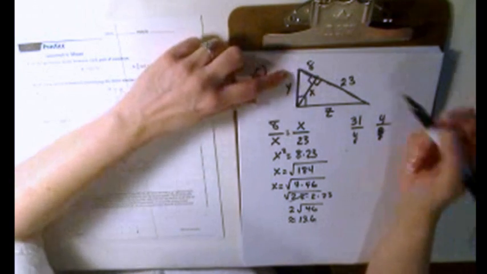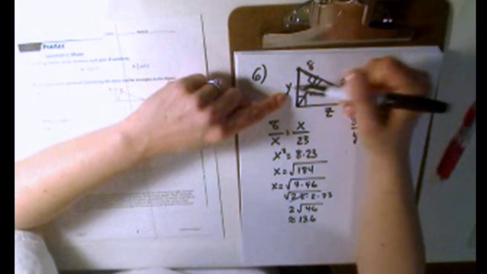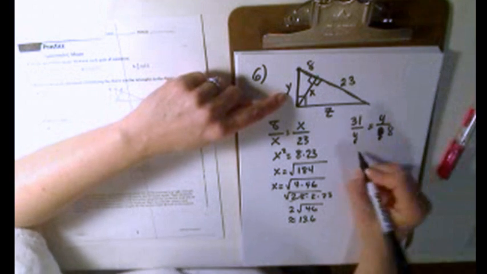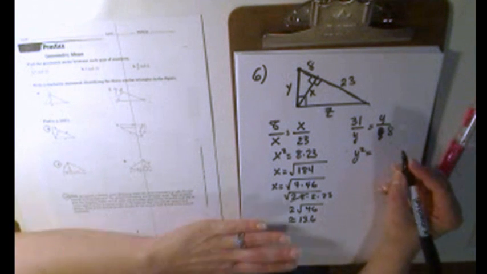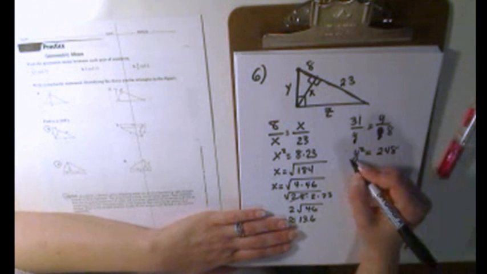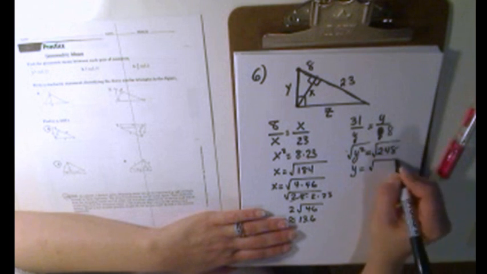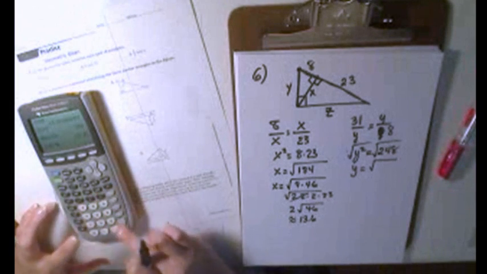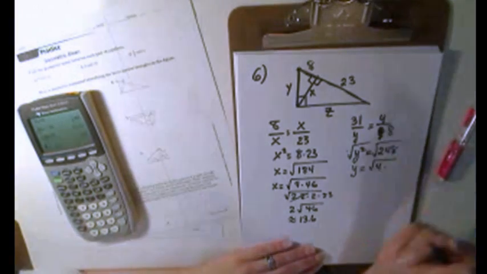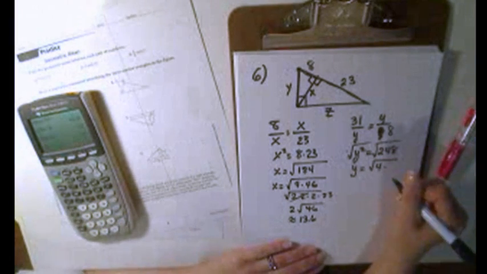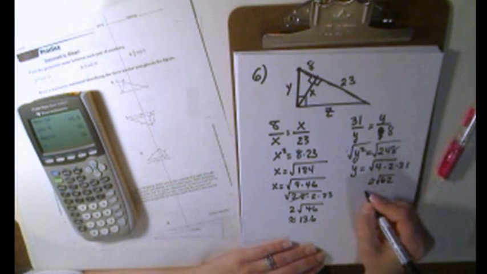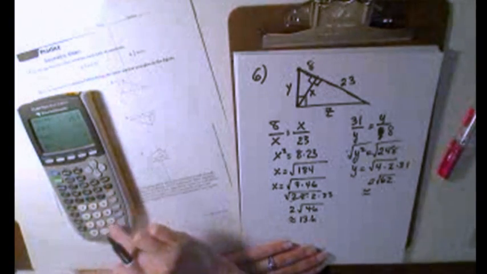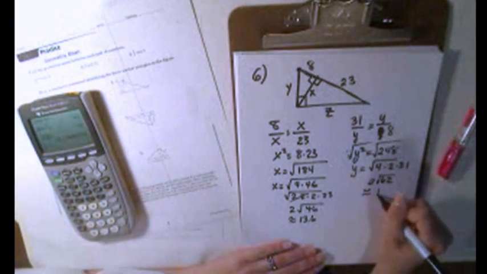And the segment of the hypotenuse adjacent to that leg. Well, there's an 8 and a 23, but 8 is adjacent to the y. So I have y squared equals 31 times 8, which is 248. Square root both sides. 248 is 4 times 62. Looks like it's just going to be 2 roots of 62, which is approximately 15.7.